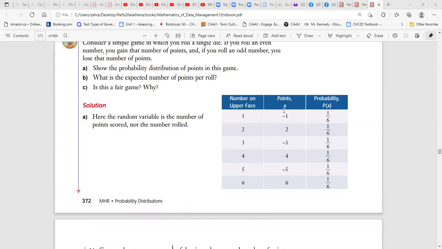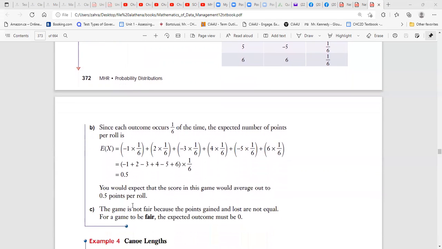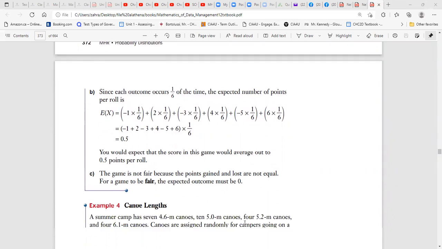Expected value is the random variable multiplied by its probability, added together. Here it is -1 multiplied by 1/6, plus 2 multiplied by 1/6, plus -3 multiplied by 1/6, plus 4 multiplied by 1/6, plus -5 multiplied by 1/6, plus 6 multiplied by 1/6. When you do it, it's going to be 0.5. If the expected value is 0, the game is fair, but if the expected value is not 0, the game is not fair.